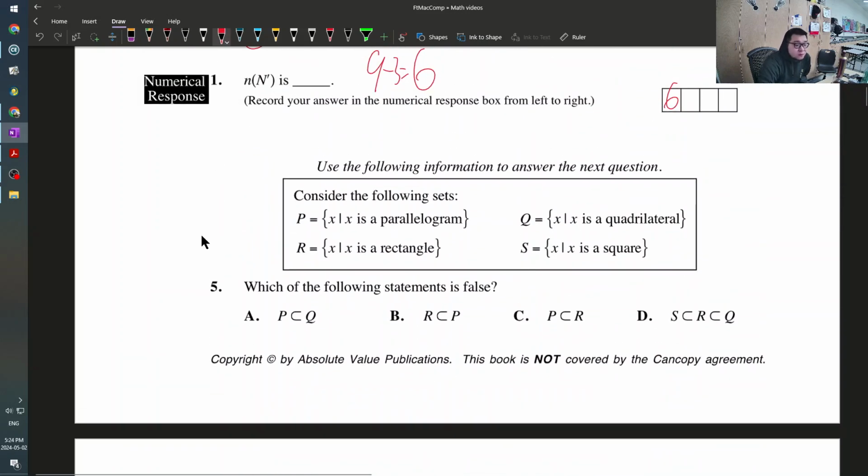Okay, which of the following statements is false? Parallelograms are all quadrilaterals, which is true because all parallelograms have 4 sides. All rectangles are parallelograms. This is true because a rectangle is just a special parallelogram where all the angles are 90 degrees. Parallelograms are rectangles. This is incorrect because parallelograms don't have to have all angles equal to 90 degrees, whereas rectangles are a more special parallelogram. It has all the angles equal to 90 degrees. Okay, squares are rectangles, which is correct, and rectangles are quadrilaterals, which have 4 sides, which is also correct. So 5 is C.